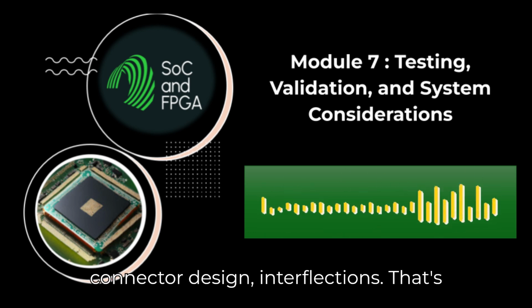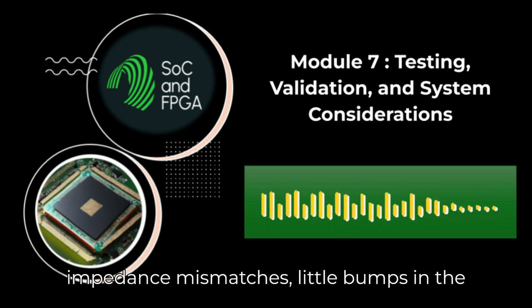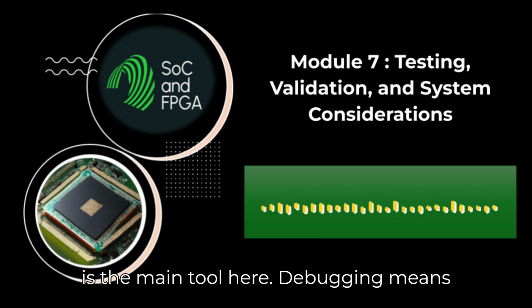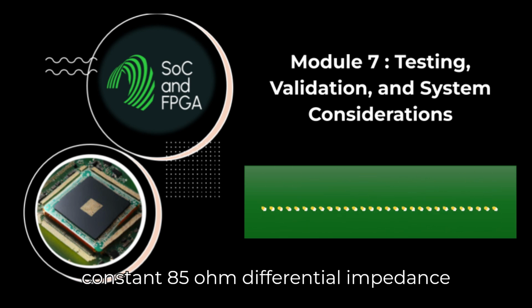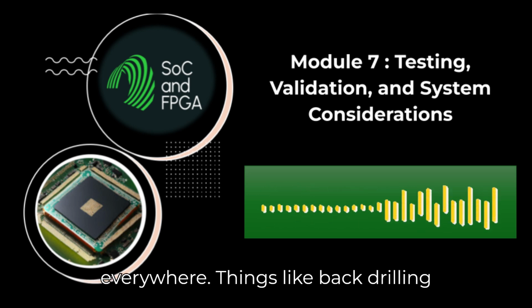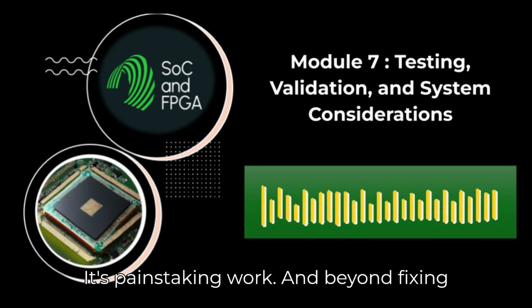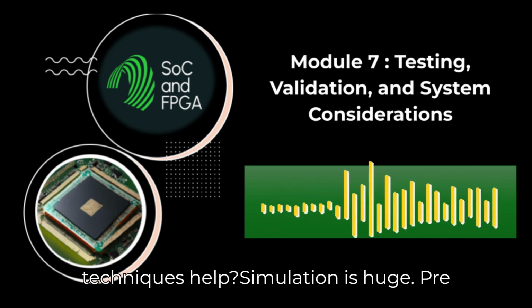And reflections. That's intersymbol interference, ISI, caused by impedance mismatches. Little bumps in the road where the signal bounces back. A TDR is the main tool here. Debugging means meticulous attention to maintaining that constant 85 ohm differential impedance everywhere. Things like backdrilling vias, optimizing connector footprints. It's painstaking work. And beyond fixing the physical channel, what advanced techniques help?